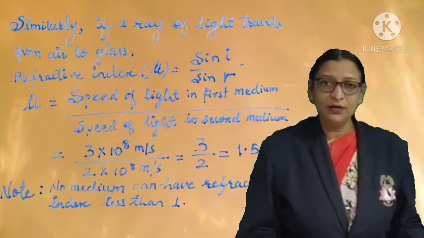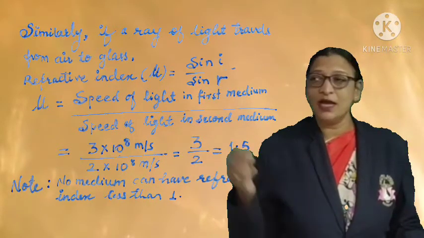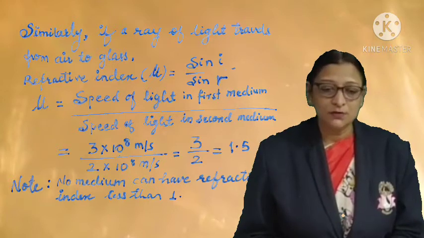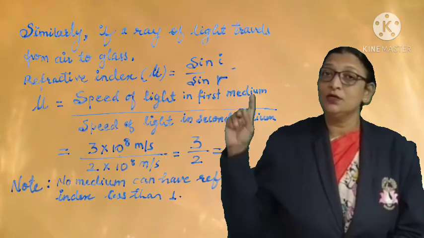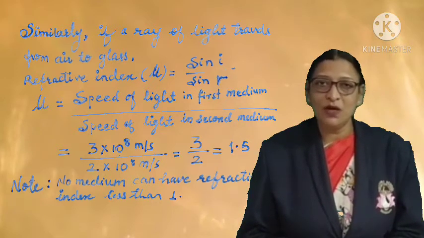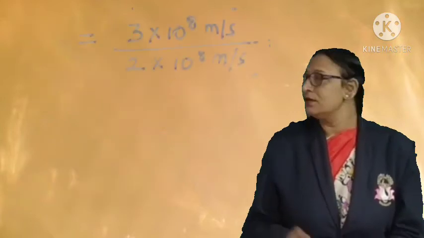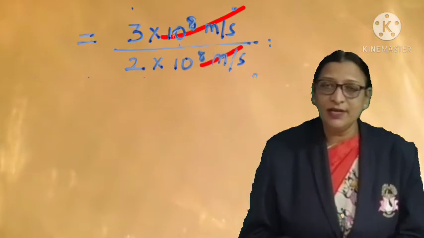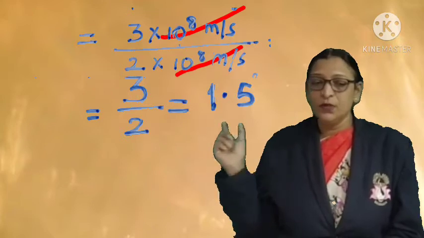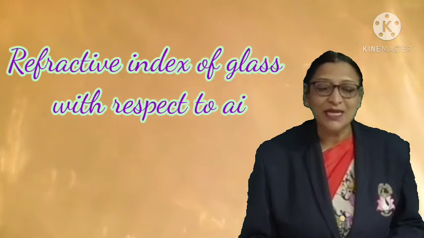Similarly, if a light ray travels from air to glass, then the refractive index is equal to sin i upon sin r, that is the speed of light in the first medium, air, to the speed of light in the second medium, glass, equal to 3 into 10 to the power 8 meter per second upon 2 into 10 to the power 8 meter per second. The 10 to the power 8 and the units get cancelled and we get the value 3 upon 2. On dividing it, we get the refractive index equal to 1.5. So here we can state that the refractive index of glass with respect to air is 1.5.